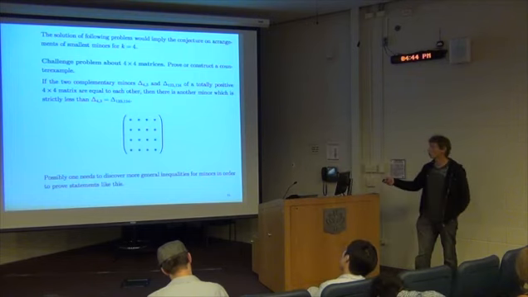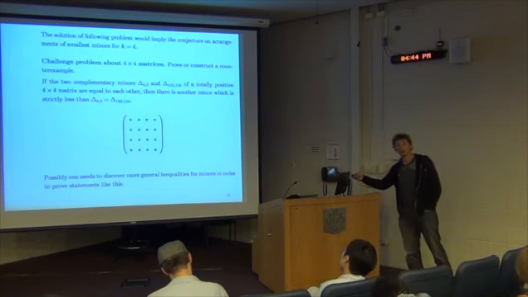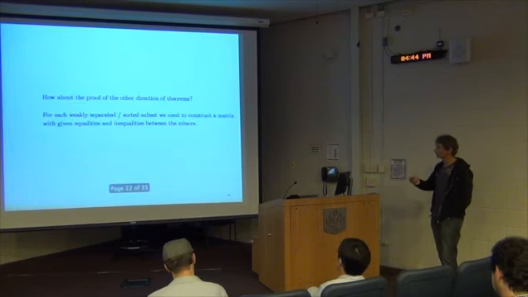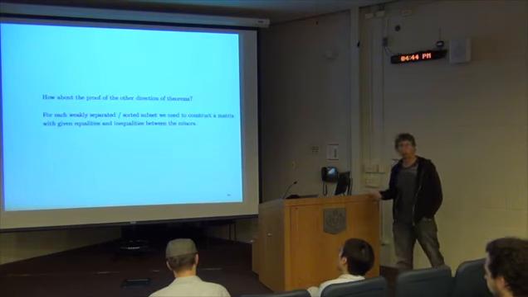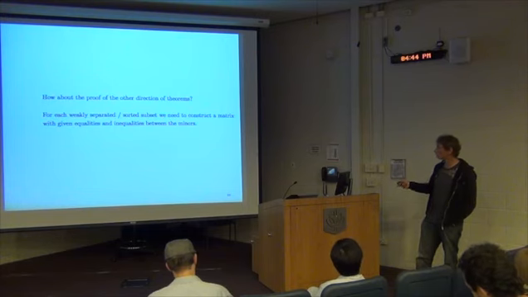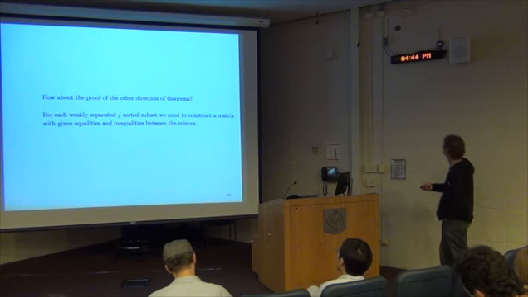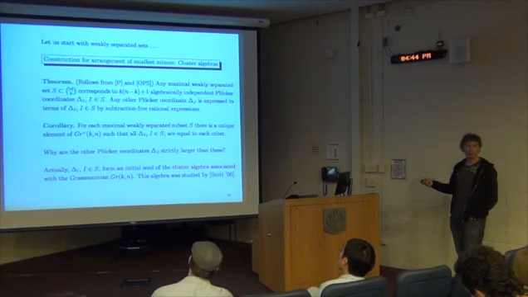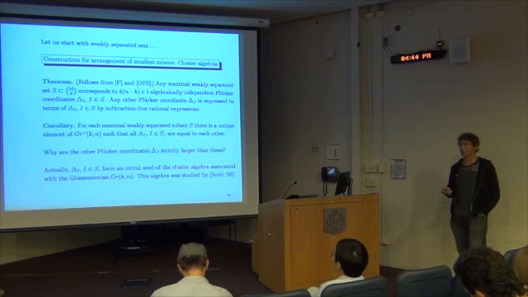So possibly we need to find some more general inequalities than Skandera inequalities in order to prove this kind of statement. Now, how about the other proof, the other direction of the theorem? For the other direction, we need to explicitly construct matrices with given equalities and inequalities between the minors. And we have such a construction. For the smallest minor, it's very much related to the theory of cluster algebras.